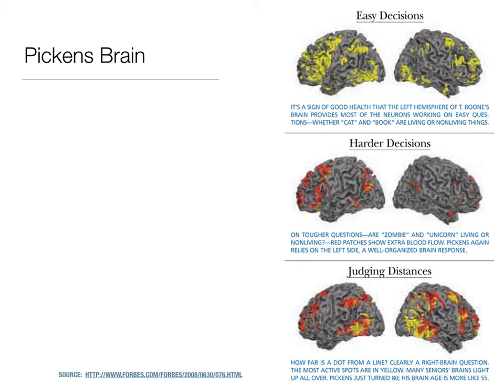So here are some pictures, and these are his brain. The first test was living versus non-living. They found it was a good sign of health that the left hemisphere of T. Boone's brain provided most of the neurons working on the easy questions, whether it was cat or book, living or non-living. With those harder decisions, zombie and unicorn, living or not living, those red patches in the second set of brains show this extra blood flow. And this relies, again, on the left side of his brain, which is a well-organized brain response.